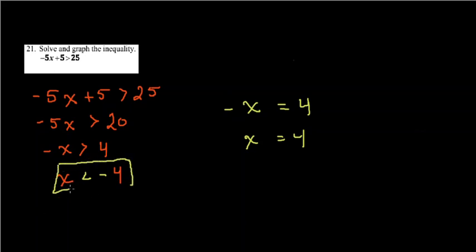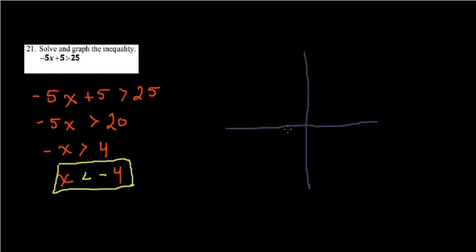And so graphing it, let me move this out of the way. When you graph it, you have a different color. If you graph it using a normal standard graph, we move 4 to the left, and we draw a dotted line here. Let me make my dotted line a bit better.